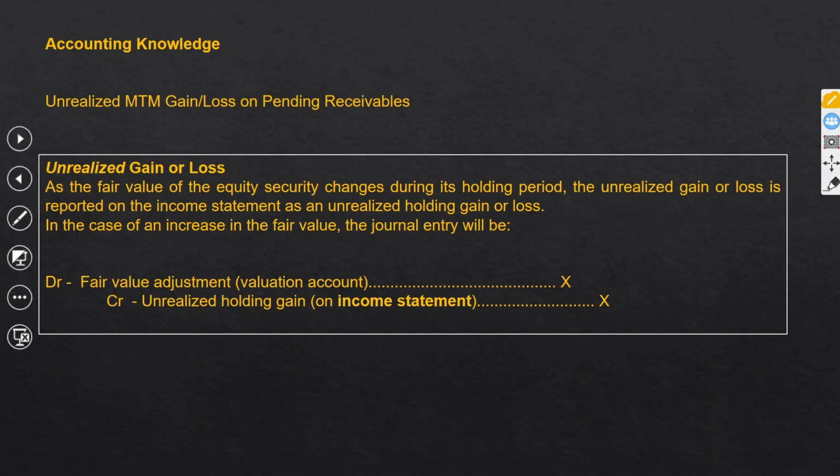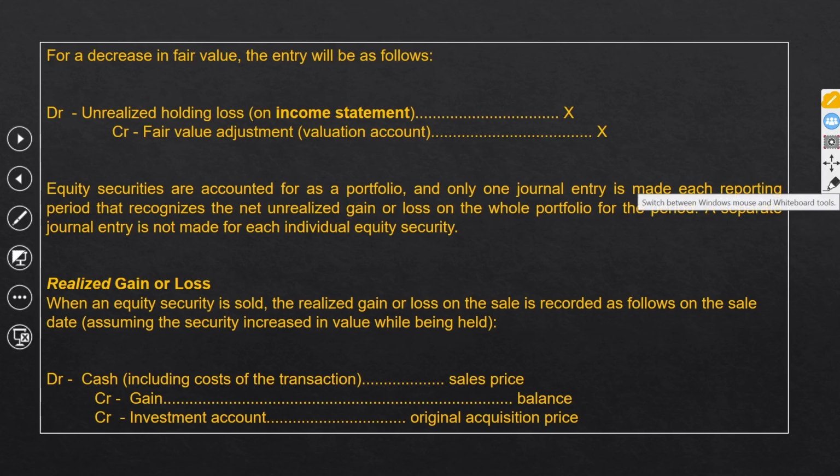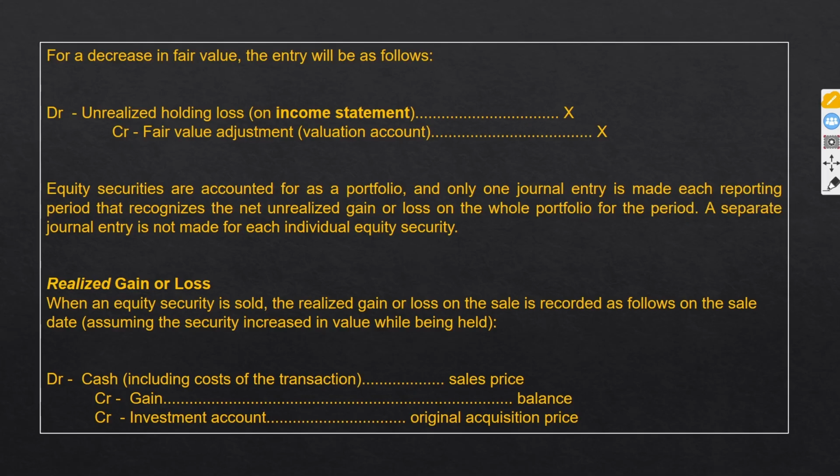Then the next one is in case of unrealized loss. If you have any unrealized loss, then your accounting entry would be debit unrealized holding loss account, credit fair value adjustment account. This is how we prepare the accounting entry in case of unrealized loss. The same logic you can apply and prepare accounting entries in the books of the fund.